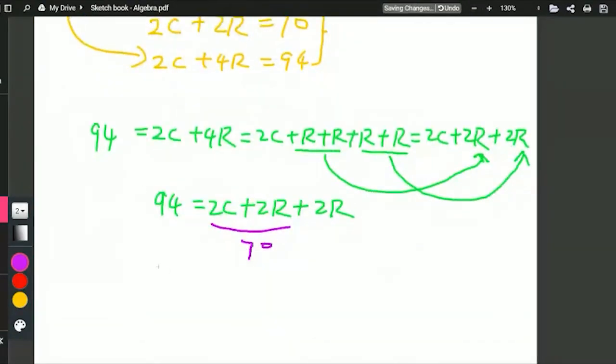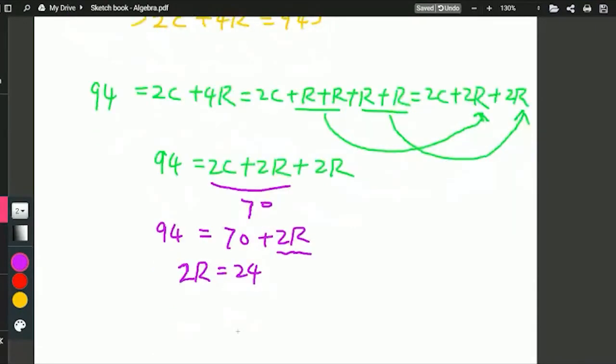Therefore, we have 94 equals 70 plus 2R. If a number plus 70 is 94, then that number should be 24, because 70 plus 24 is 94. So from here we say 2R is 24, and then R is 12.